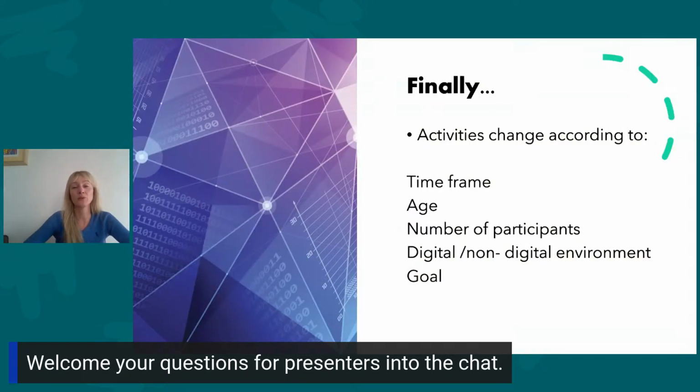So finally, what it comes down to is that you have to slightly differentiate, and you have to change these activities according to the time frame. So it's not the same if you have 10 minutes for an activity as if you've got 45 minutes or more. It all, of course, depends on the age of the learners and the number of participants. So sometimes you're working in a class of 10, sometimes 20, 40, 50 different learners. Sometimes you're working online, sometimes you're working in a non-digital environment, so you have to adjust.